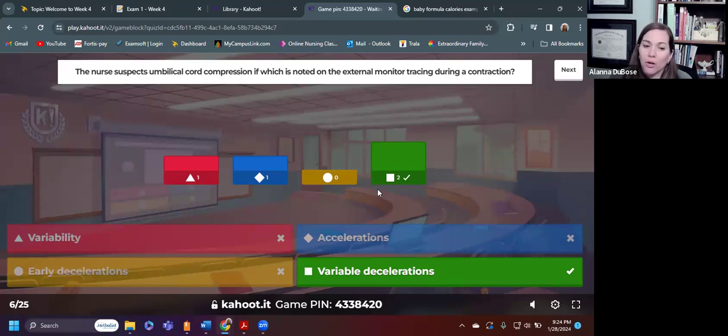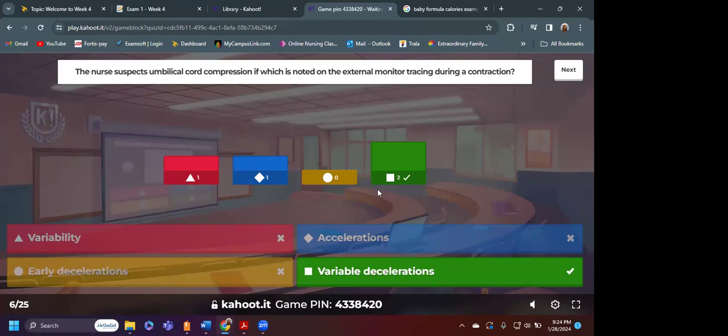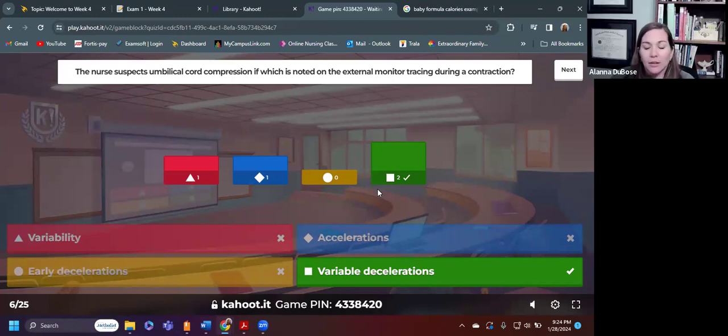So what are we looking for? If it's a good result, what is the term? It's what kind of stress test or kind of tracing? Anybody know that one? Are you just looking for like a positive tracing? Is it not non-reactive? Yes. So good. Reactive and non-reactive. And if it's non-reactive, then it would be like non-reassuring fetal heart tones. Okay. So what makes an NST reactive?